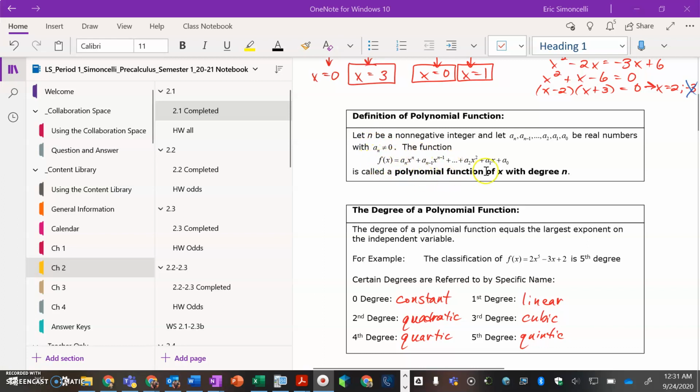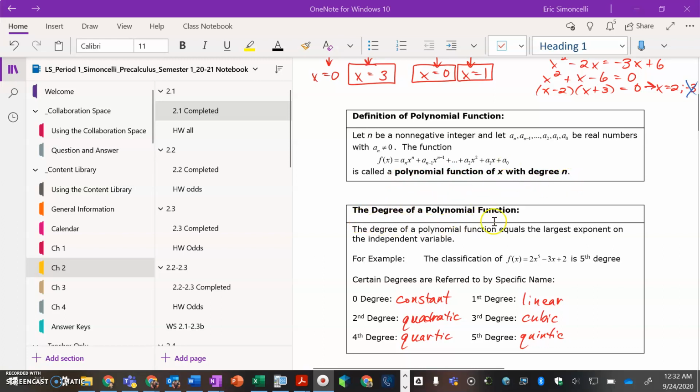And the function takes shape as such. F of x equals a sub n times x to the n, and so on and so forth. A very easy way to think of it, if you just keep in mind quadratics, for example, x to the second power, or 1, you can say x to the second plus, I don't know, another coefficient like 2, x to the first, all the way down to a constant like the number 2, that kind of thing. Again, it's a polynomial function of x with degree n.